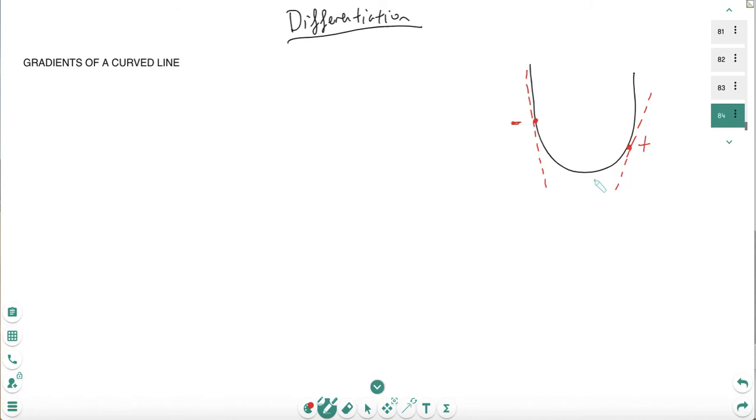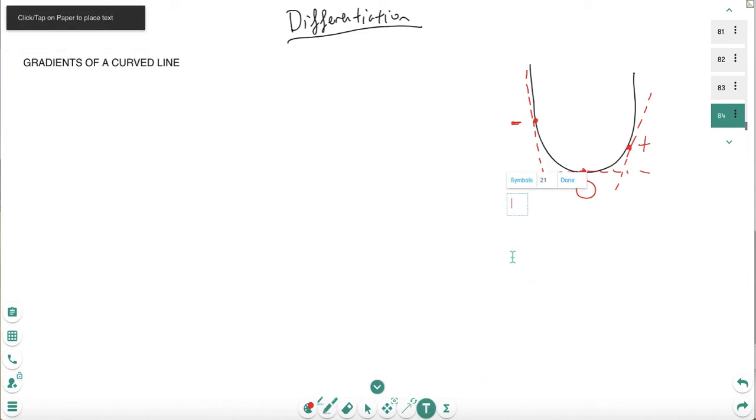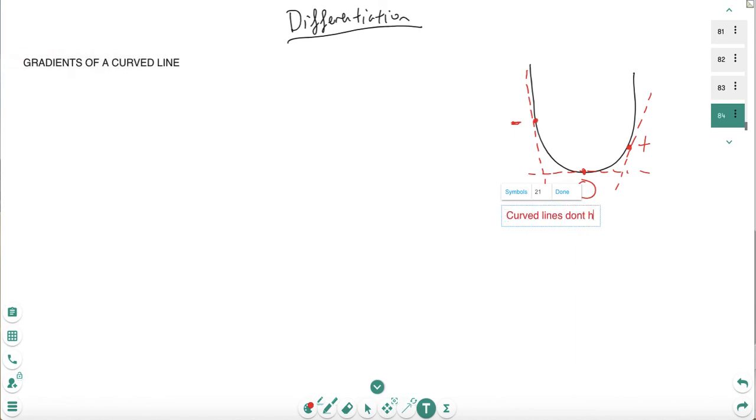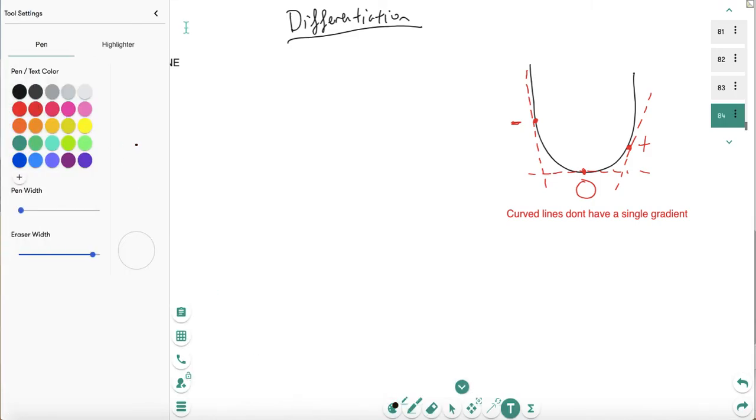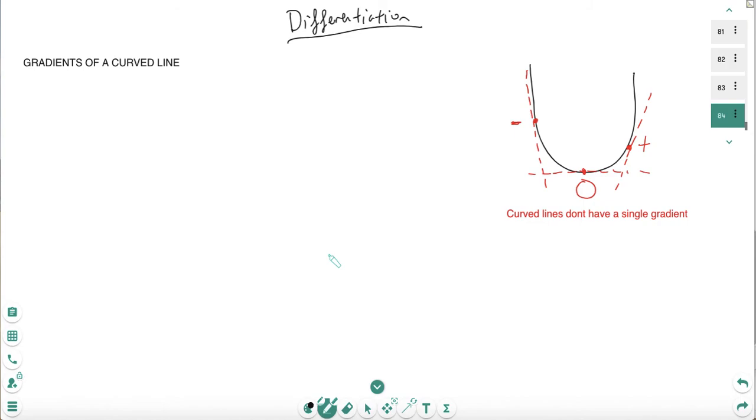The gradients are different. And then if I was to ask you to find the gradient at the turning point, when it swaps from a negative to a positive gradient, or vice versa, which is this point over here, and we were to draw a tangent, you notice the gradient would be 0. So curved lines don't have a single gradient. There are going to be many gradients depending on the point along the curved line you choose. And in order to find the gradient at a particular point on a curved line, we use differentiation to help us. And let me show you how it works.